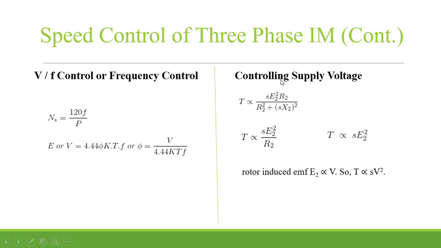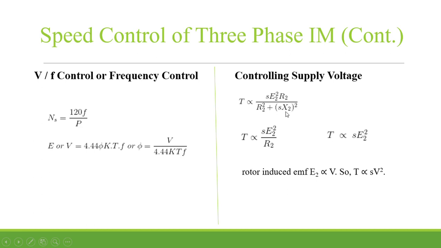Now if we need to control the supply voltage, how are we supposed to control it? This is the torque. So torque is directly proportional to this quantity. Here in the low slip region, we have studied the torque slip characteristics in the previous video, right? So if the slip is low, then this s into x2 will be very low.